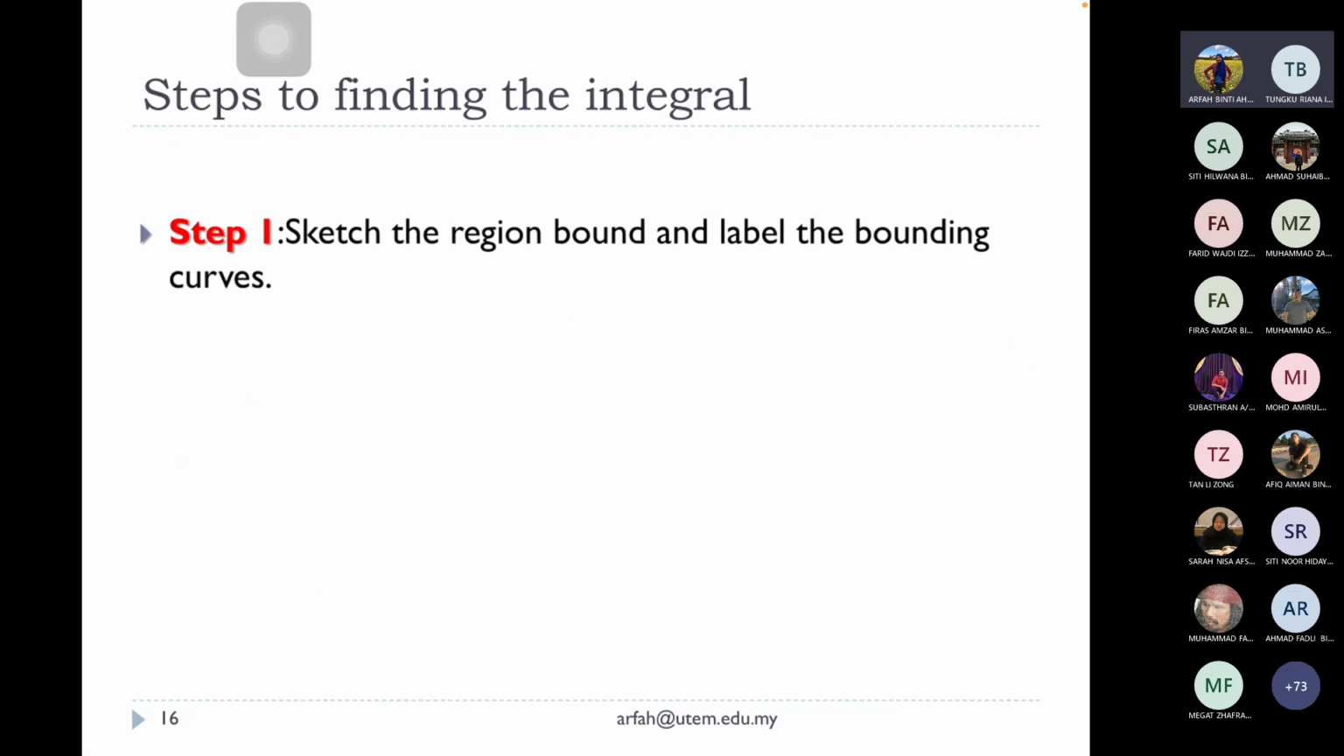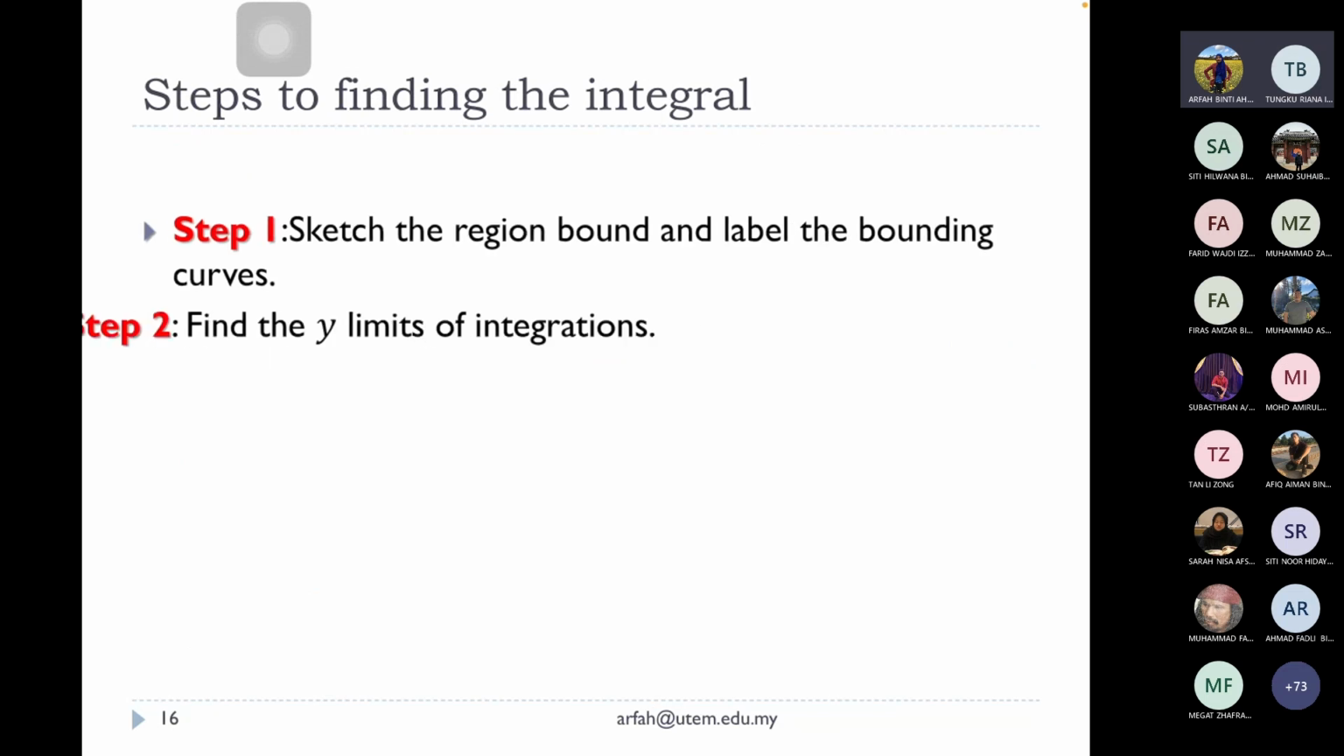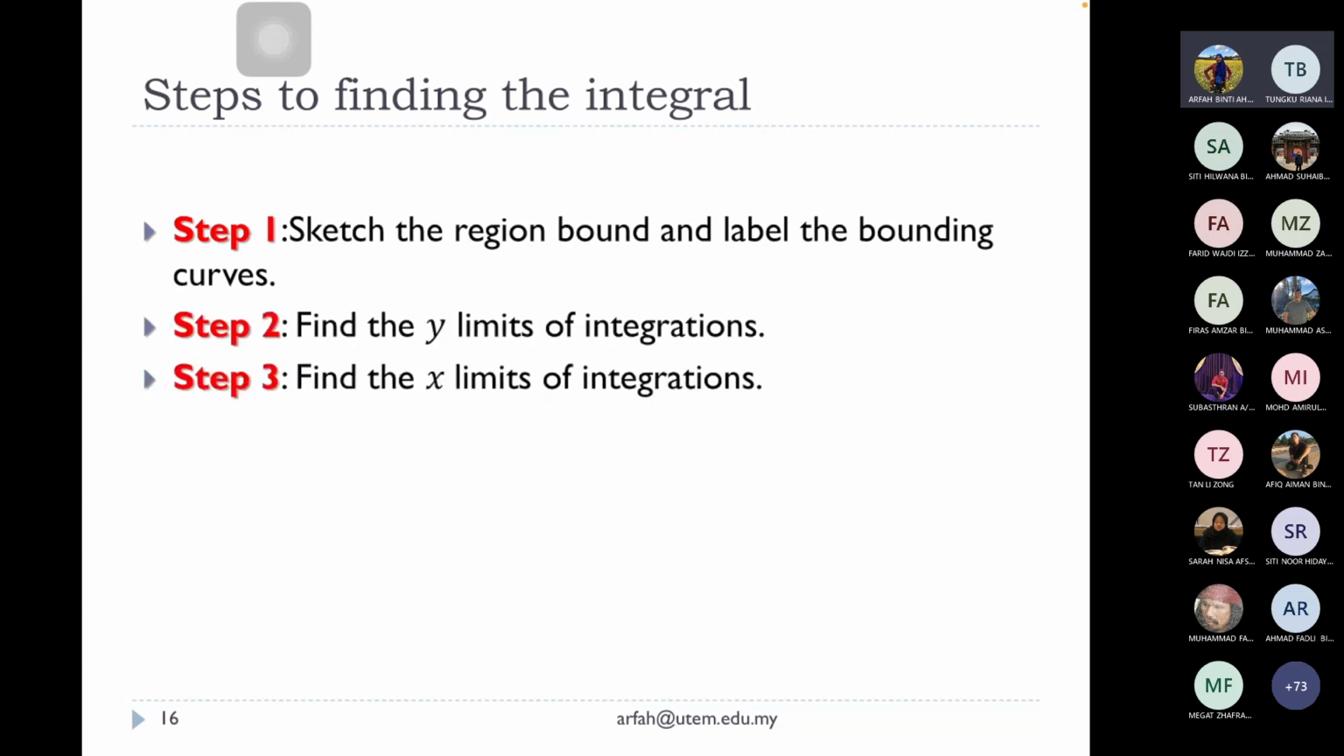Okay. So steps to find the integration. First one, sketch the region bound and label the bounding of the curve. Then step 2, find the y limit. Step 3, find the x limit from your sketching. Okay. From your sketching, determine the x limit and also the y limit. Then step keempat baru dapatkan dia punya solution. Okay. So, faham ini so far?